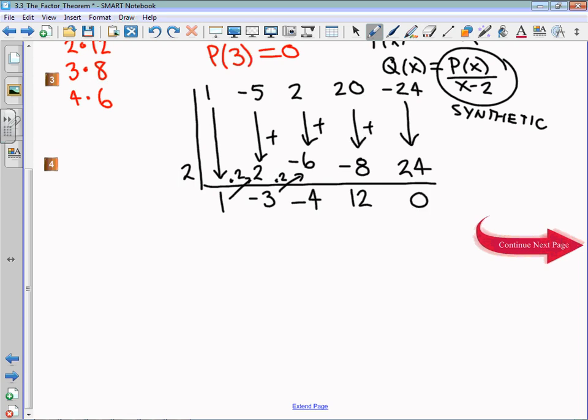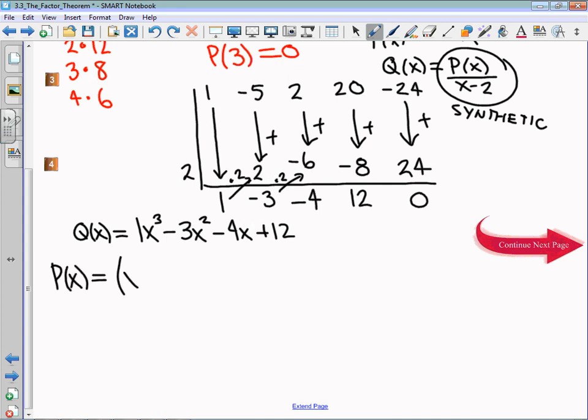Now, what I've gotten away with here is I now know what q of x is. So I'm going to write q of x is equal to, for this particular question, 1x cubed minus 3x squared minus 4x plus 12. Now I can say then that p of x, the overall quartic polynomial, is x cubed minus 3x squared minus 4x plus 12 multiplied by the divisor, which was x minus 2. And it's important that we've now represented the quartic polynomial as a cubic times a degree 1. And basically, we rinse and repeat.